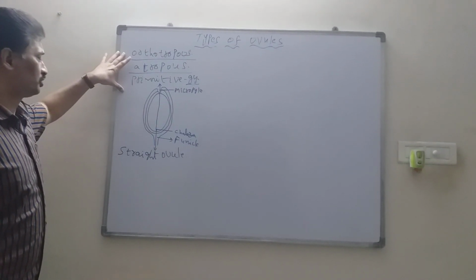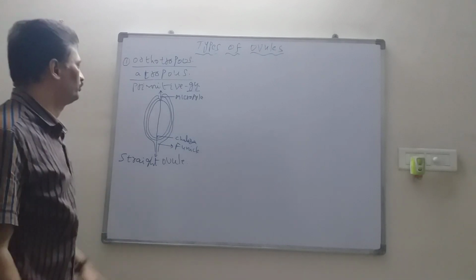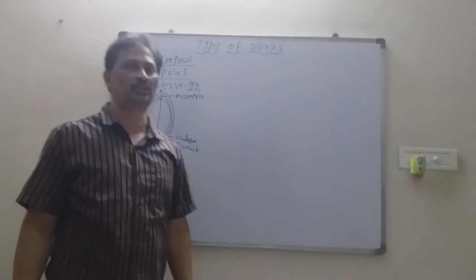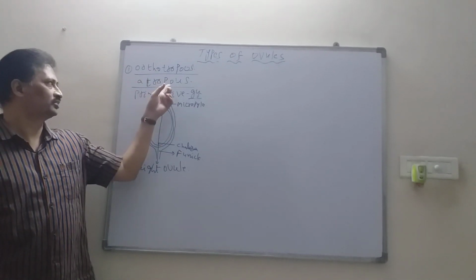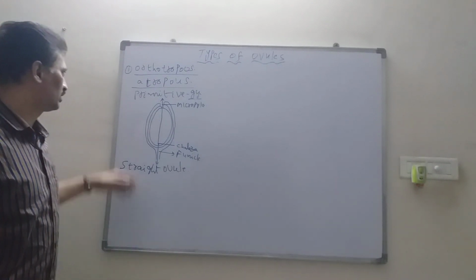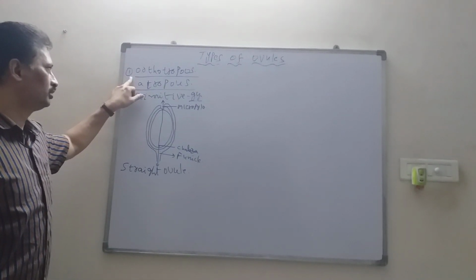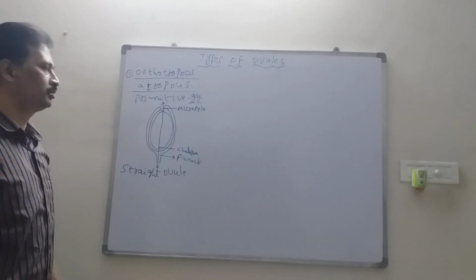So this is the first category of the types of ovules. The first one is called the orthotropous ovule. This is also called the atropous ovule or straight ovule. The presence of the orthotropous ovule is a primitive character, generally found in gymnosperms.